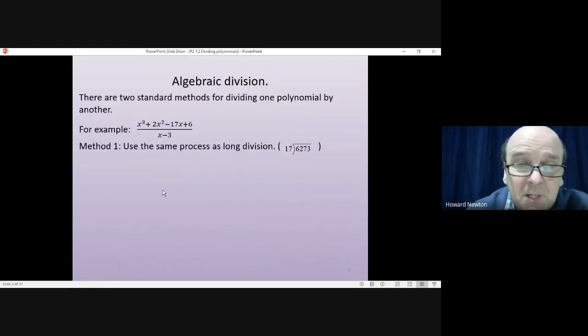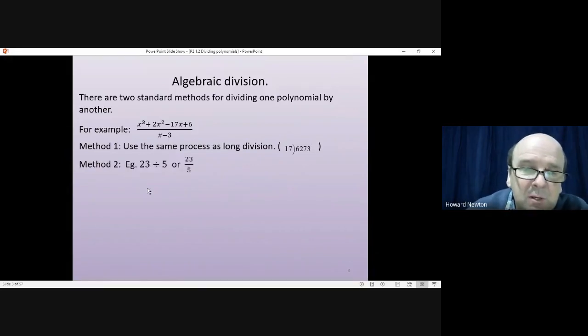The first method uses the same process as long division, and this is the method that you'll see in most textbooks. I'm not a big fan of it, probably because I'm not a big fan of long division. There is a second method, which I think is slightly easier and slightly quicker when you get the hang of it.